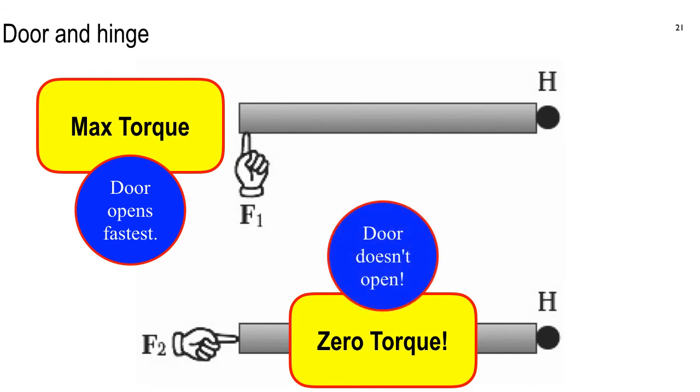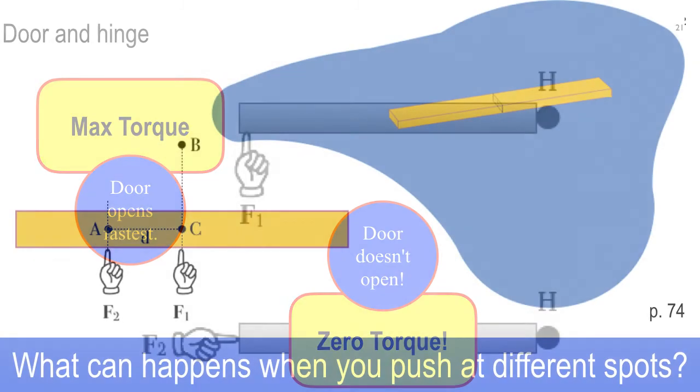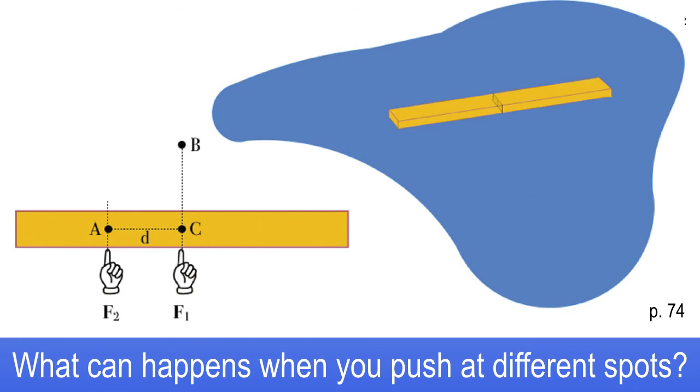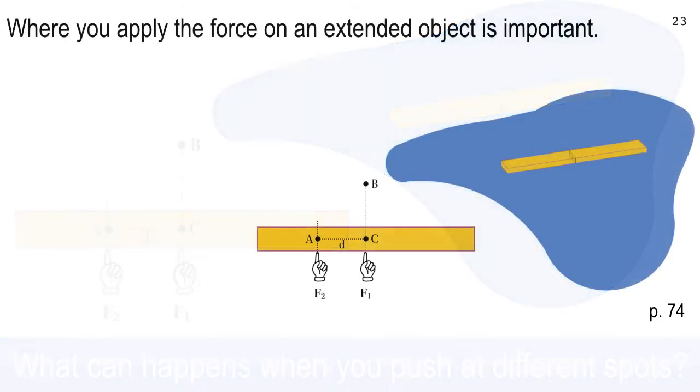All right. So let's take a look at this idea of pushing at different spots. Here's another diagram. Actually, I think many of these diagrams are from the textbook. So this is a good enrichment on what I've written in the textbook. So what happens when you push at different spots? Where you apply the force is pretty important. So let's take a look at this.